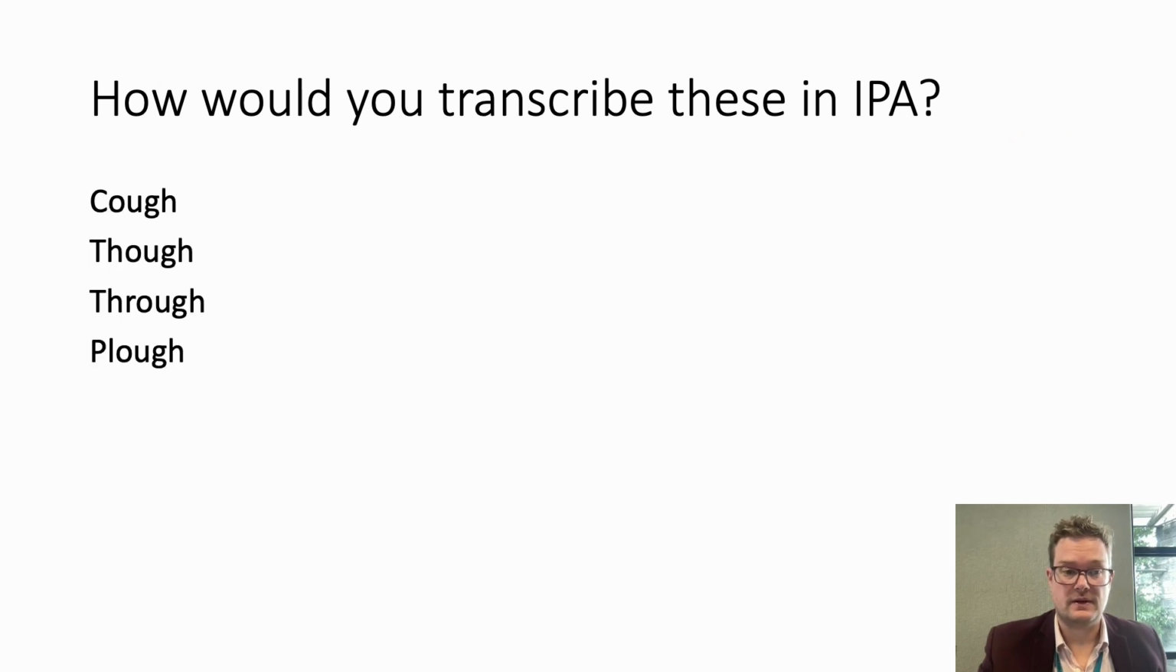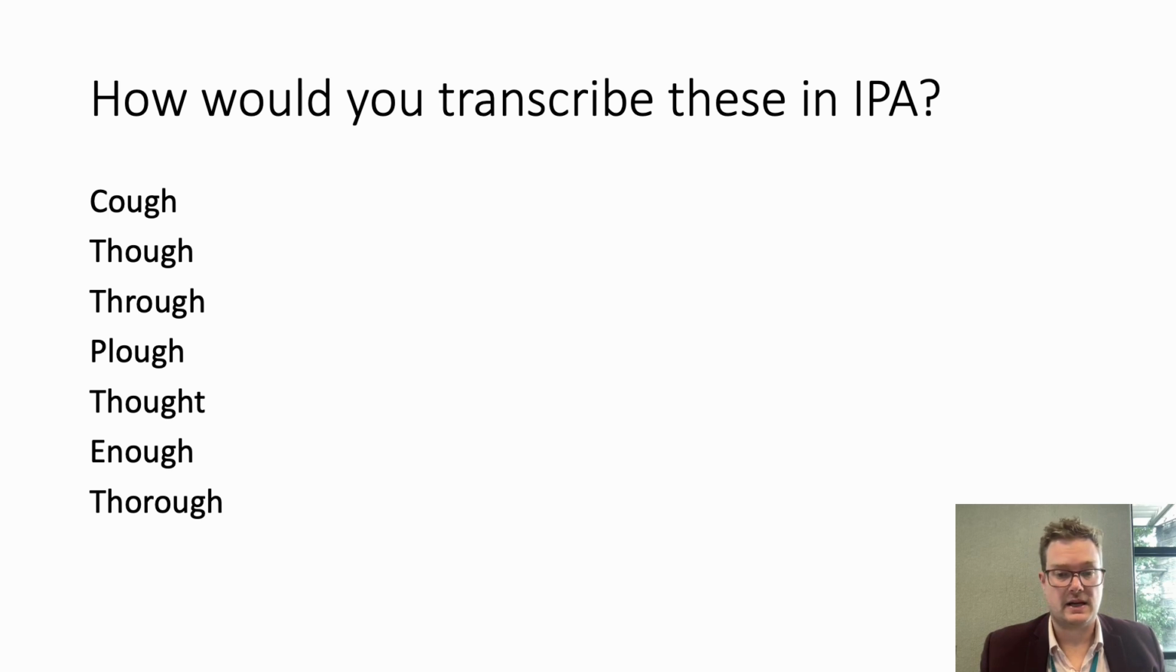Now, let's look at these words again that we had before. You can look up the IPA chart in your book. You don't really need to memorize it. As long as you know how to use it, you can always refer back to the book and work out how to transcribe each sound. But first of all, let's see if you can tell me how you would transcribe each of these in IPA using your book. Pause the video now and give it a go.